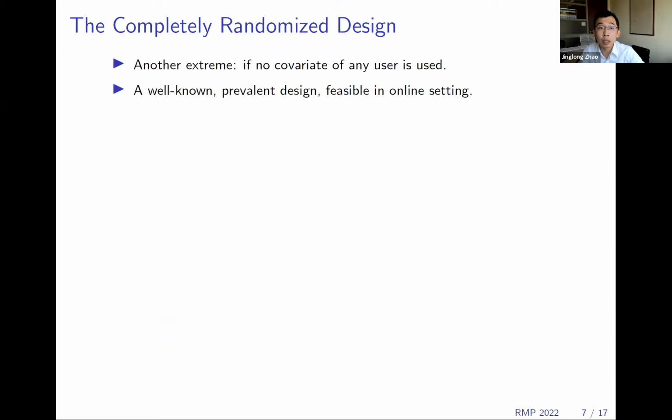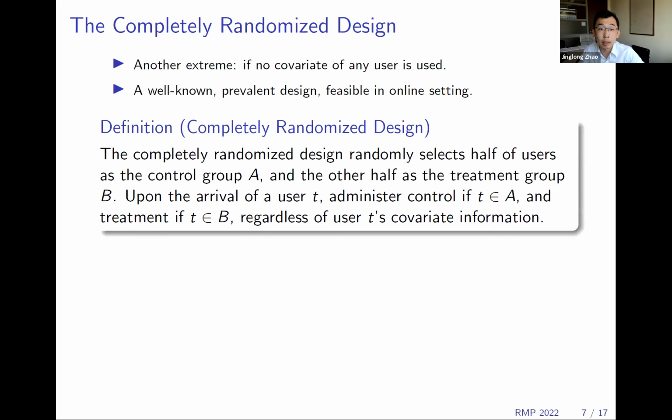And this is a well-known design, which people refer to as a completely randomized design, which is as follows. We know that there are capital T users, and we're going to randomly select half of the indices to be the treatment users. And if one user arrives, and if this user happens to have an index as a treatment user, then we do treatment.